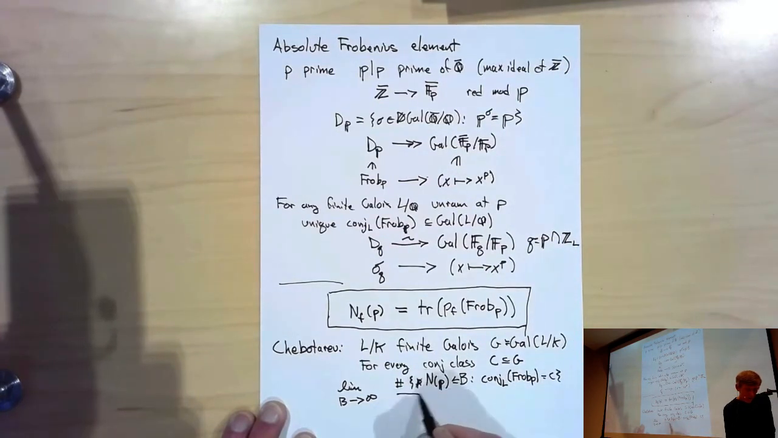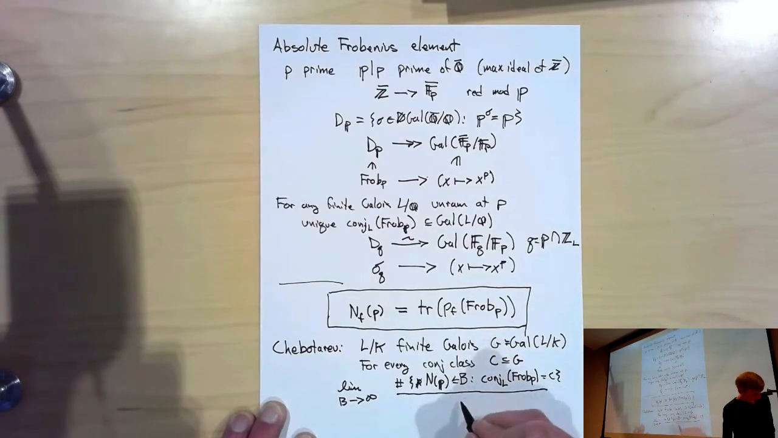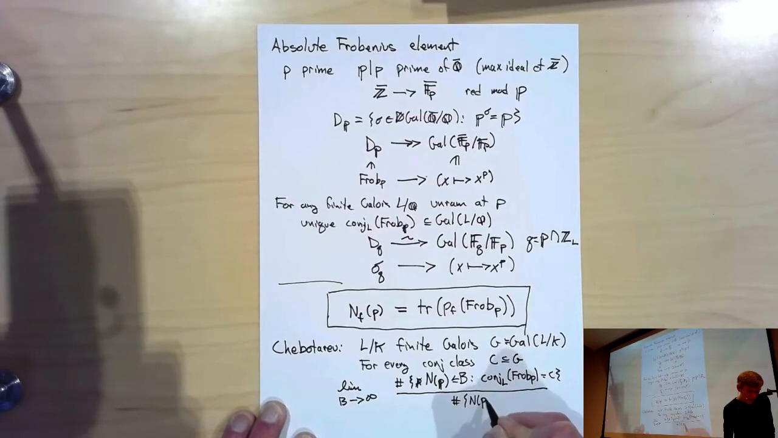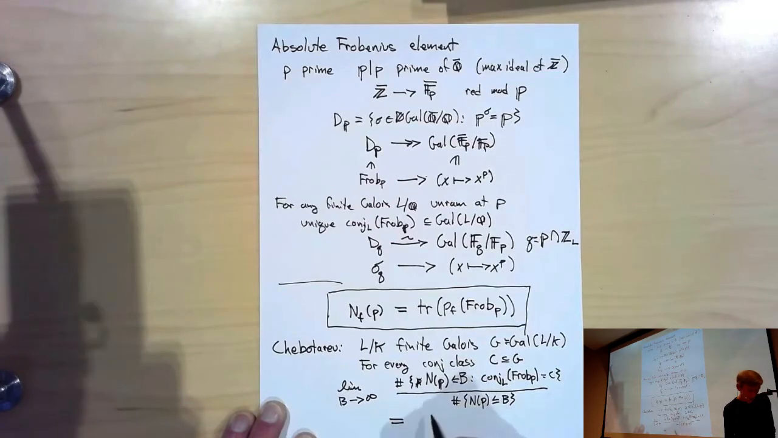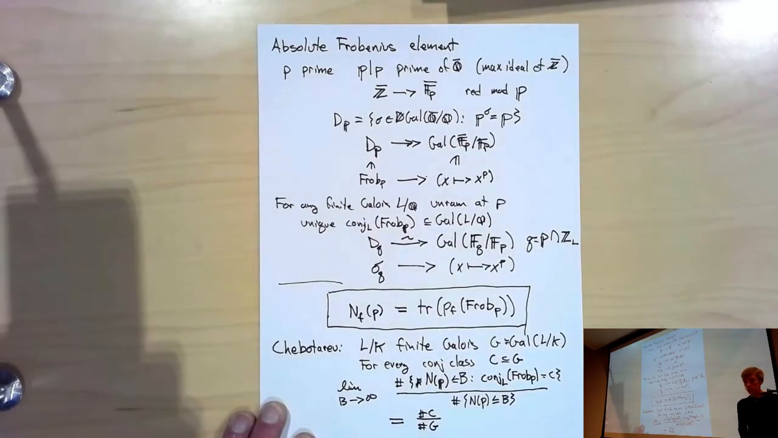Okay. And then in the denominator, I'm going to have just the number of primes of bounded norm up to B. And Chebotarev's theorem says that this is equal to the cardinality of my conjugacy class over the cardinality of my Galois group. Okay.